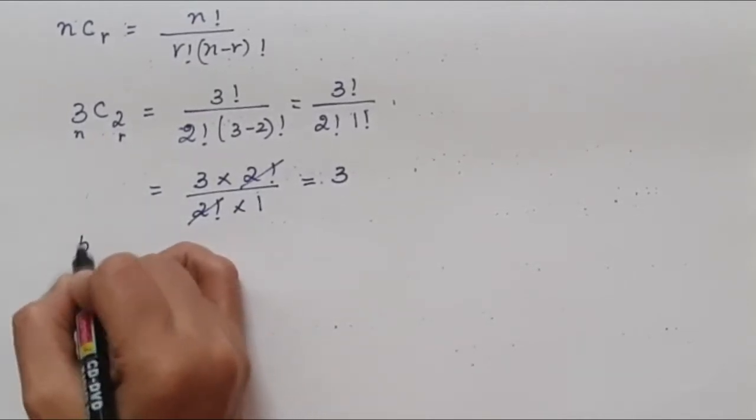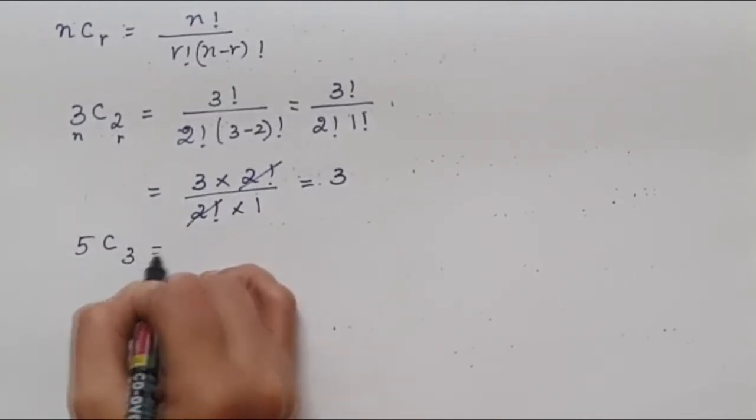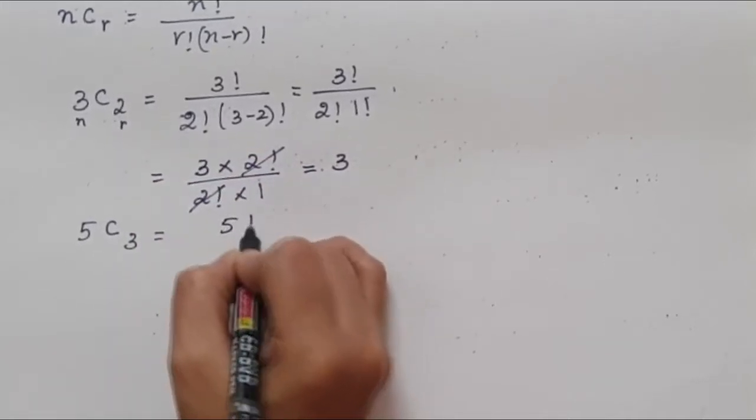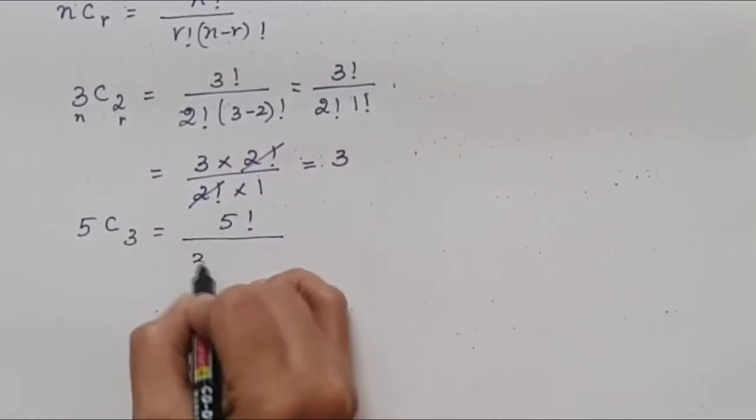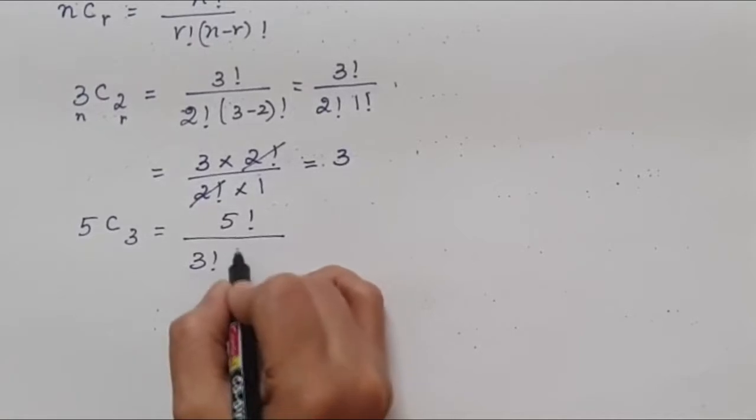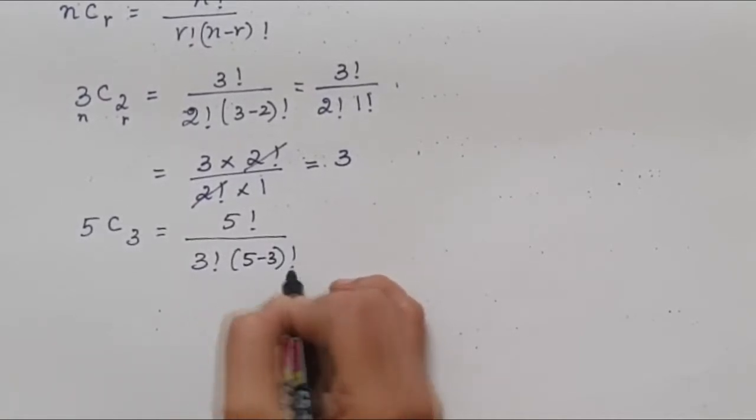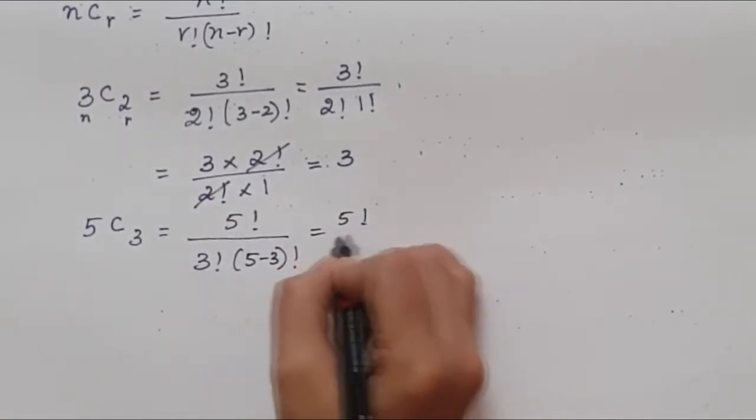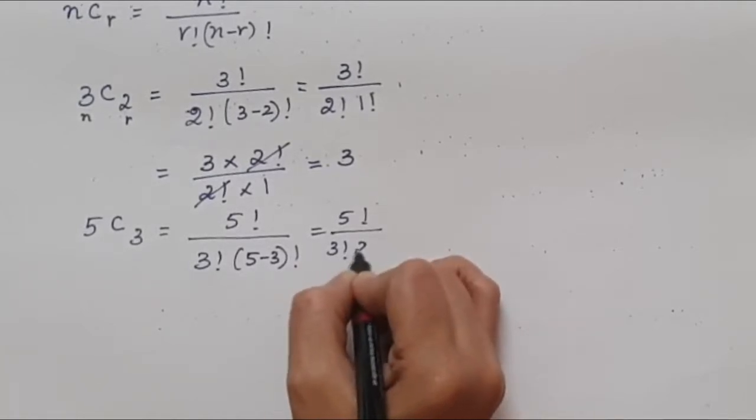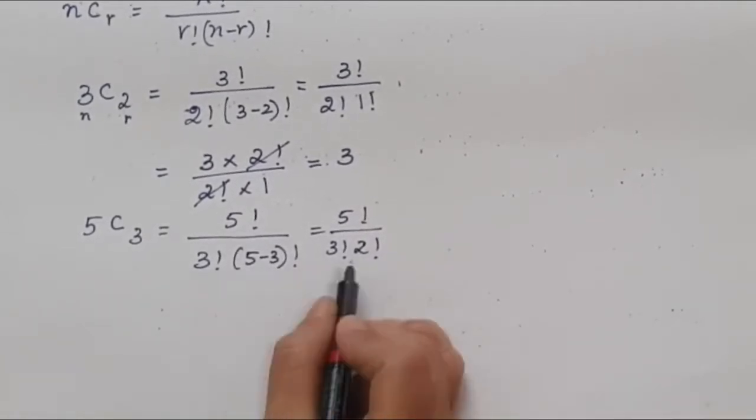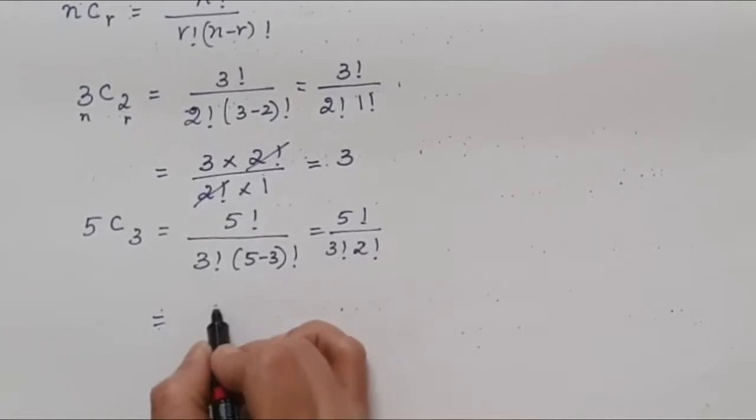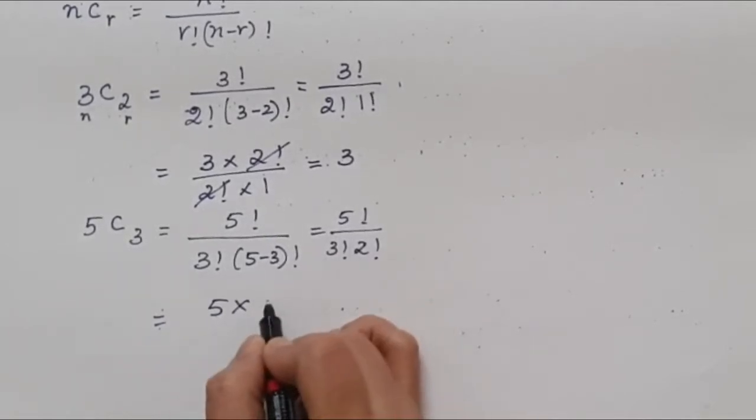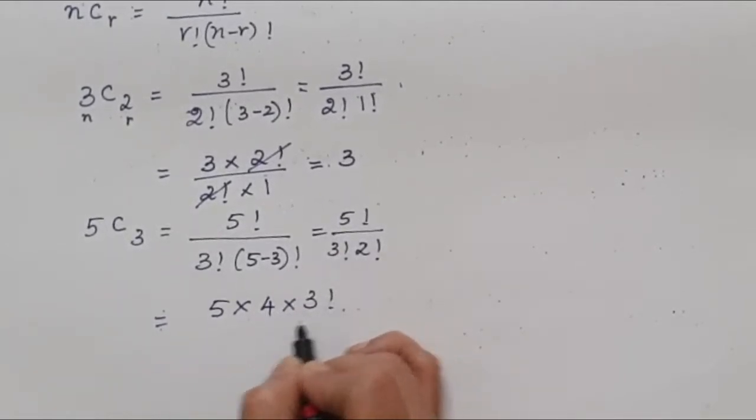Now let us see how to find 5C3. Again in the same way, it is 5 factorial divided by 3 factorial into (5 minus 3) factorial. So it will be 5 factorial divided by 3 factorial into 2 factorial, since 5 minus 3 is 2. Now this 5 factorial can be written as 5 into 4 into 3 factorial.